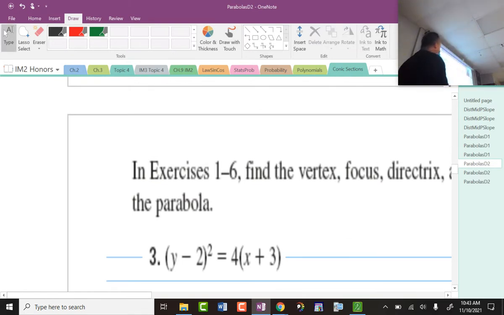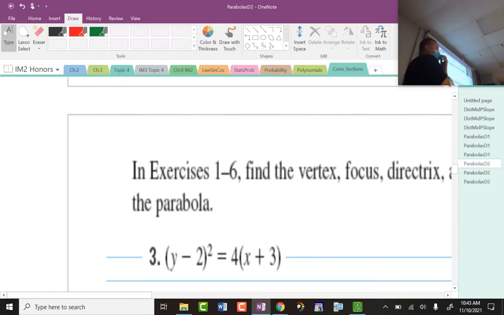Find the vertex, focus, and directrix of each parabola. And I wanted to hide this. I wanted to hide the bottom part. As you are writing this question down, unless you're not, you want to fail because you don't take notes.